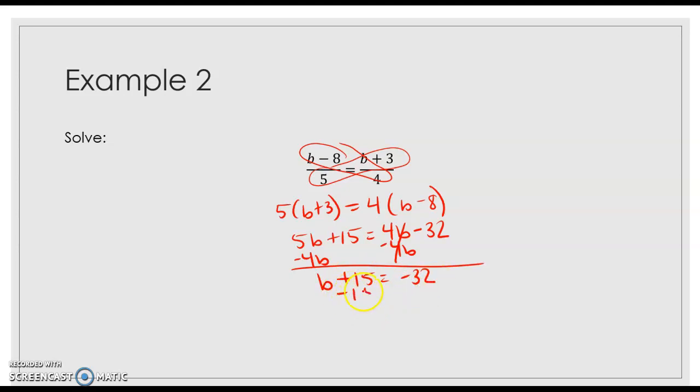Then I'm going to subtract 15 from both sides, again using the subtraction property of equality. I'm going to get that b equals, they're both negative, so my answer is going to be negative, and 32 plus 15 is 47. So I end up with b equals negative 47. Again, this is an example as to why we don't just say cross multiply and divide, because there's more than just dividing with that problem.